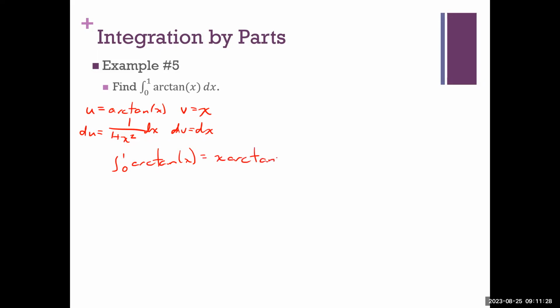Arctangent x. Right? For now, I'm going to leave the limits off. I'm going to evaluate that at the end. How are we feeling about where we are? Okay, so now remember the game you play with integration by parts is I'm trying to trade in an integral I can't do for one that I can. Have we done that?